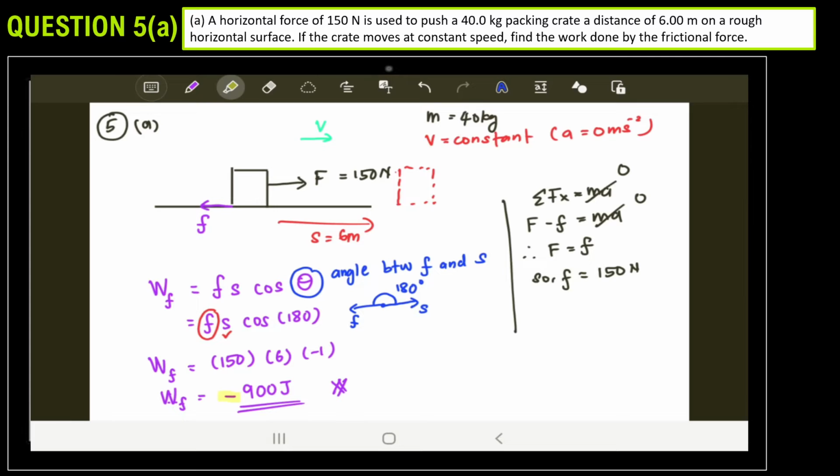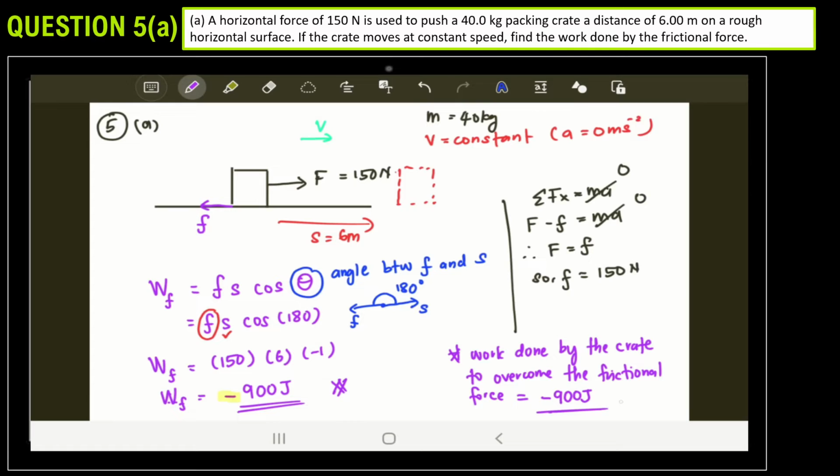Alright, so work done, kalau work done F, that one is the work done by the frictional force. So it's negative lah. The work done by the crate to overcome the frictional force is equal to negative 900 joule, sebab dia melakukan kerja untuk melawan frictional force. If the work done on the crate, so positive value. When the work done by the crate, so it's negative value. So ini hanya maklumat tambahan. Okay, so finish question 5A.